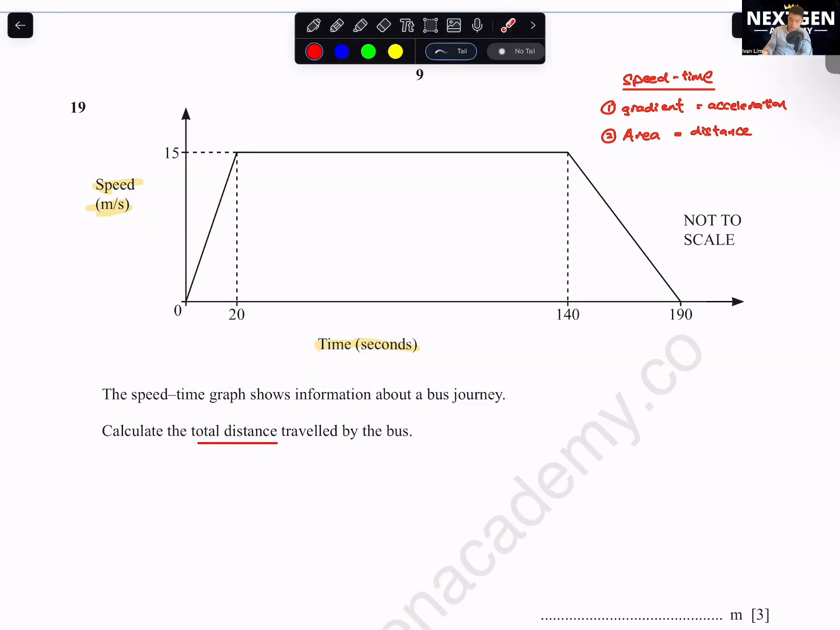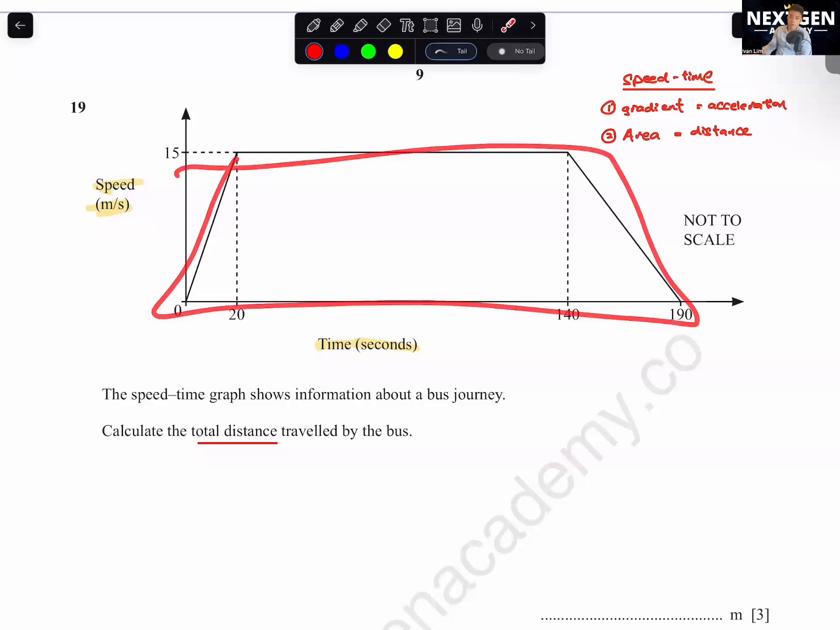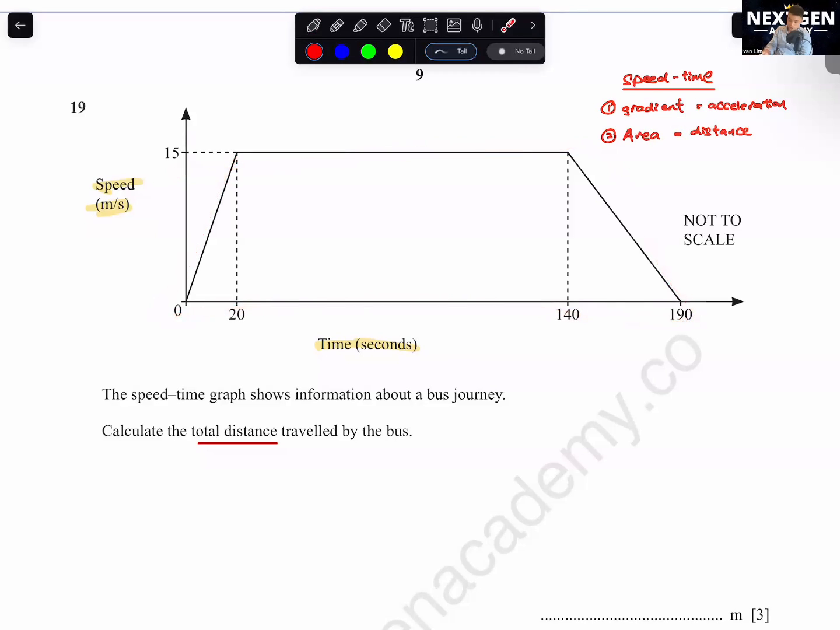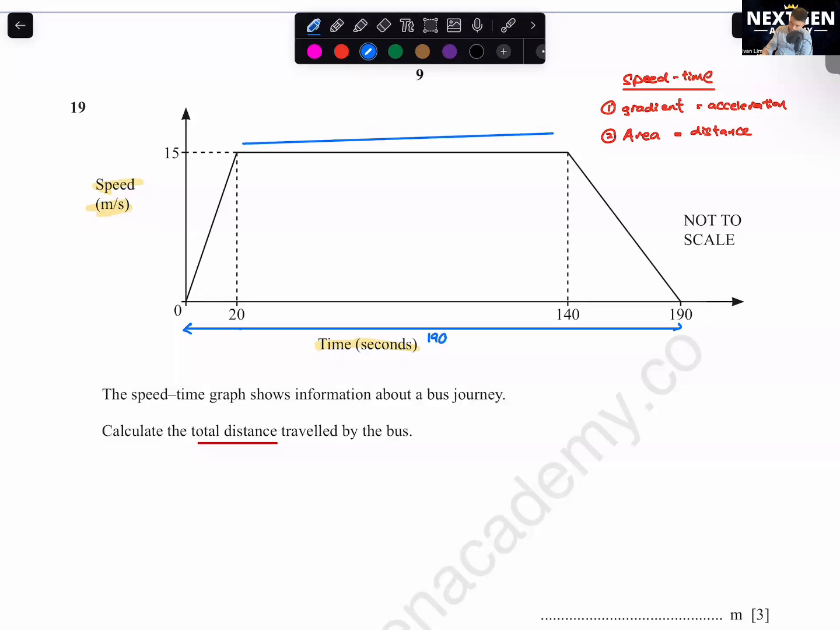Okay, area, got two ways to do it. It's either you break it down to 3 parts. Okay, but for me, I think this is a trapezium. I took everything into trapezium. Okay, so bottom part here, this is 190. Top part over here is how much? 140 minus 20. This will be 120. Okay, over here, this is 15.